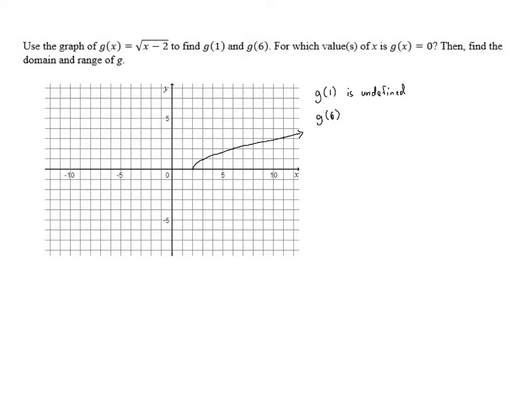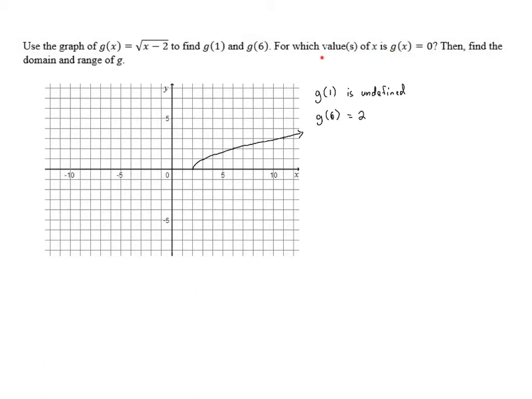Next, let's look at g of 6. We find 6 on the x-axis, and we look up and down to see where the graph exists here with an x-coordinate of 6. We can see that there's a point here with an x-coordinate of 6, and it has a y-coordinate of 2. So that means that g of 6 is equal to 2.